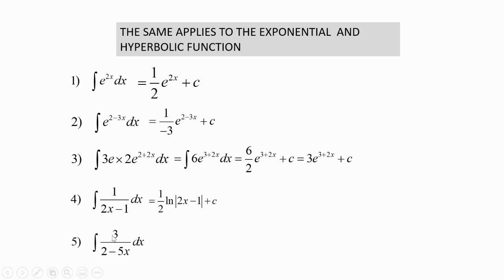Okay, so if there was a value over there, it doesn't matter. This would now be 3 over minus 5 ln 2 minus 5x plus c. Okay, so it is really worth looking for that linear function with every single one of the things because you can immediately do it by inspection. Please practice it because it is going to save you a lot of time.